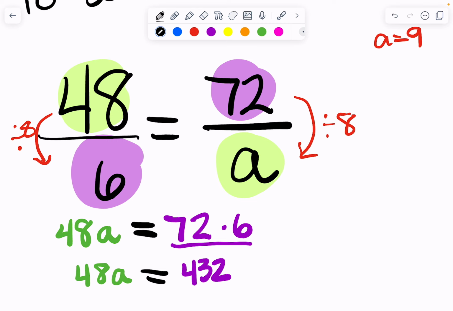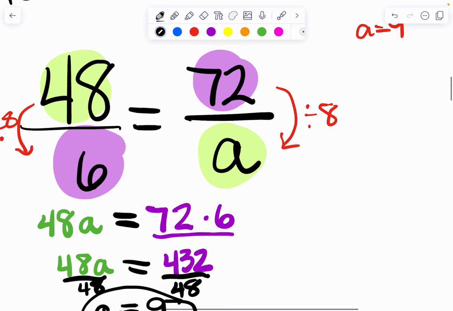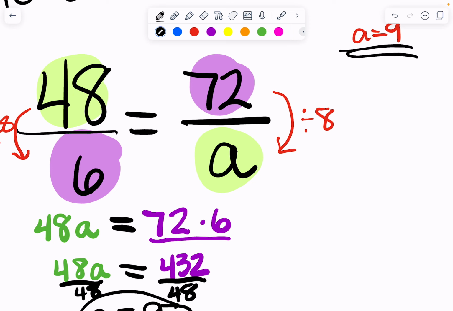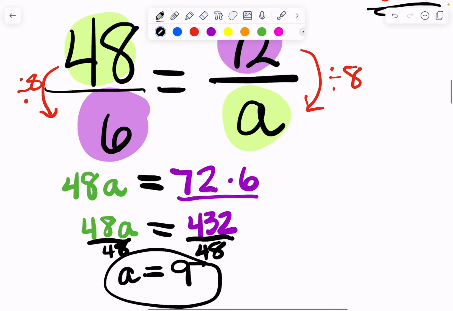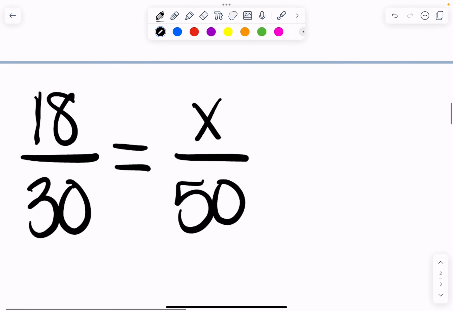So what I can do is divide 432 by 48 and figure out that A is going to equal 9, which we found out using just that connection earlier with the dividing by 8. But if we didn't see that connection, we can use our cross products to solve it too. Let's look at another example.